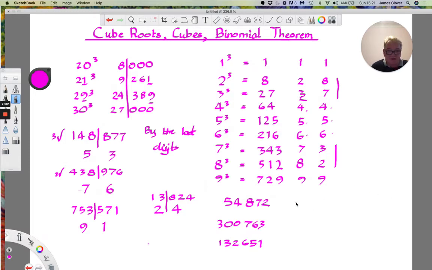So the answers here are 38. It's 38 cubed is this, and this is 67 cubed, and here we have 51 cubed.